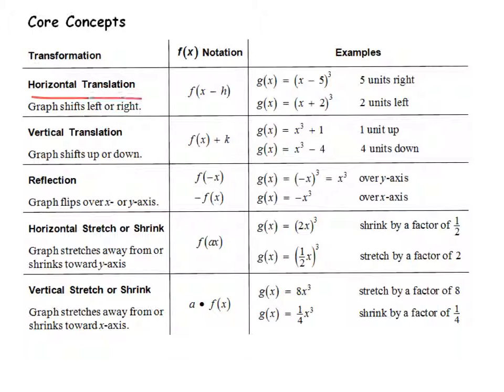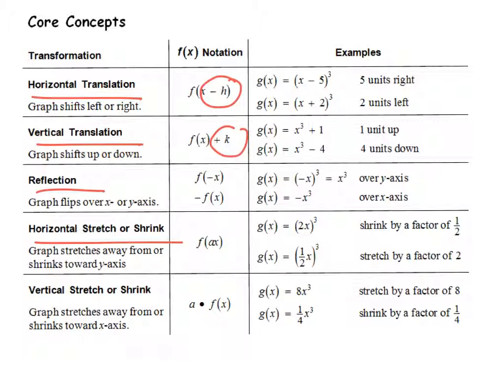We have our horizontal translation, which means it's moving left or right, and that is being added or subtracted inside our parentheses. We have our vertical translation, which means it's moving up or down, which happens outside the parentheses. We have reflection, which just means that there's a negative in front, which flips our graph over the x or y axis.